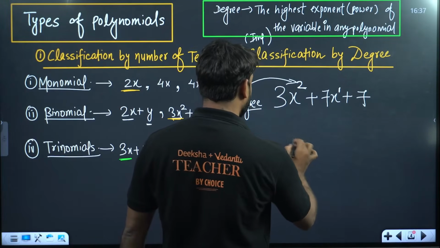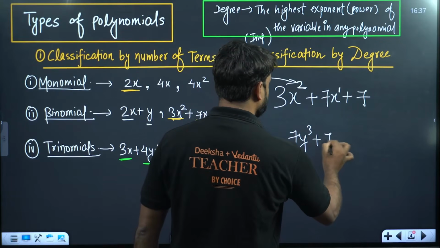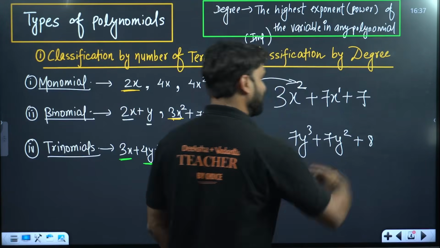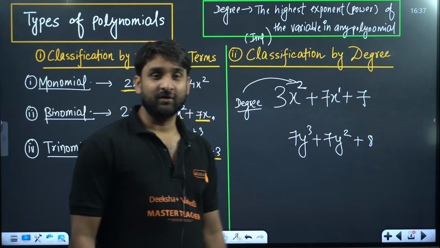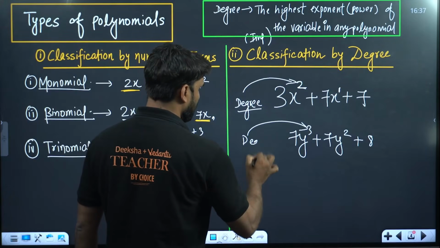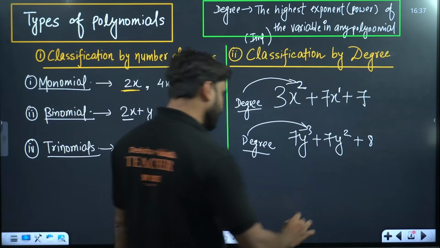Now one more example. For example, 7y cube plus 7y square plus 8. Now what is the degree? The degree will be 3. The highest exponent of the variable is called the degree. Now one more example.